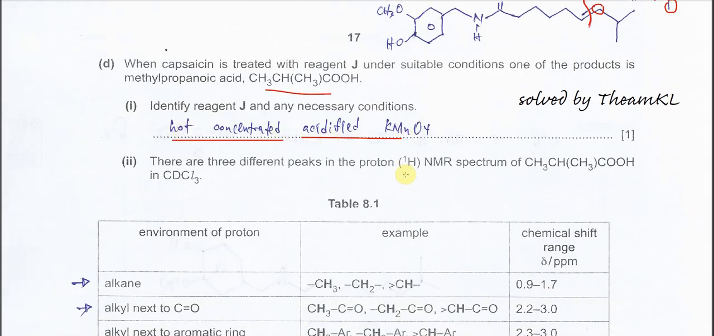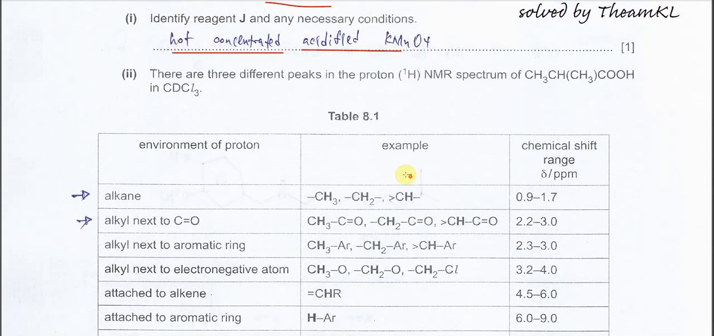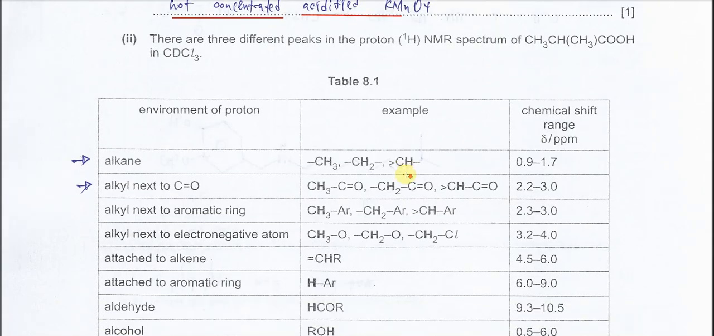Part 2 is the proton NMR question. There are 3 different peaks in the proton NMR of the methylpropanoic acid in this CDCl3.